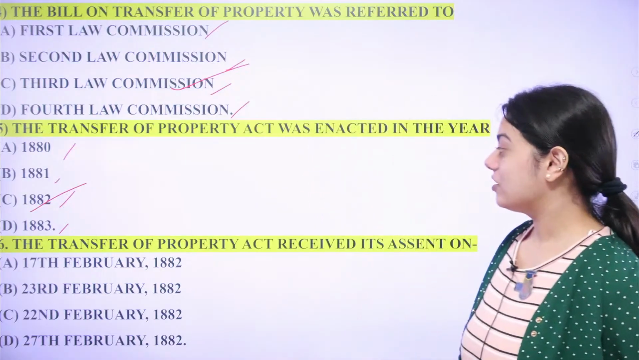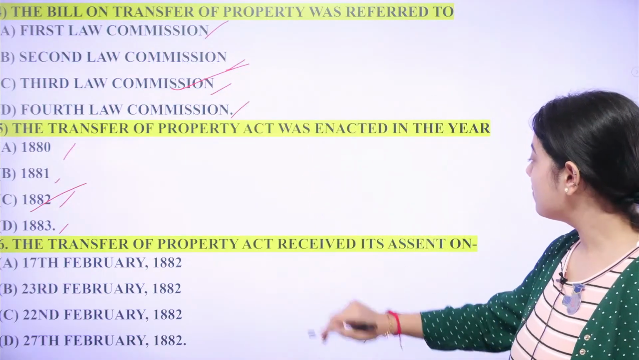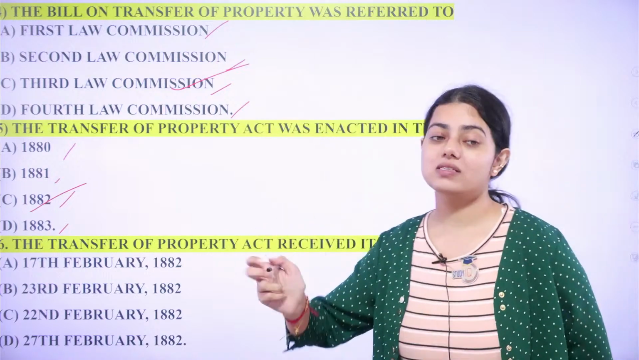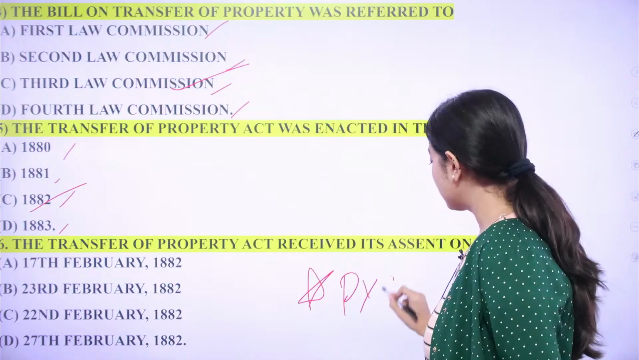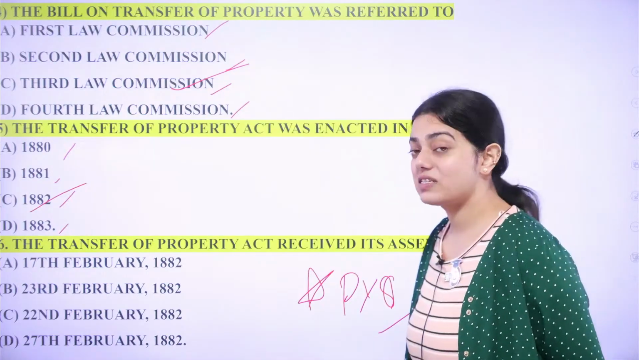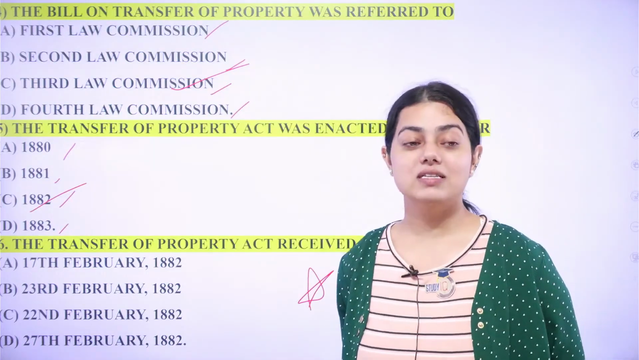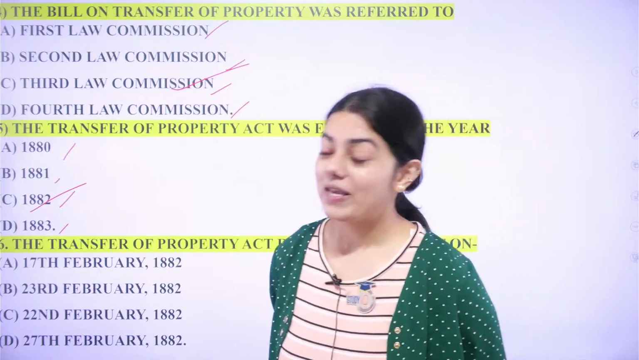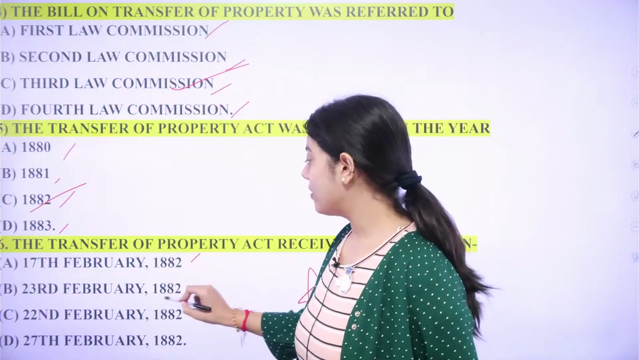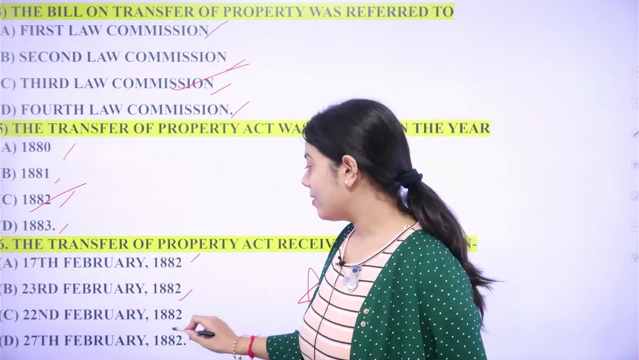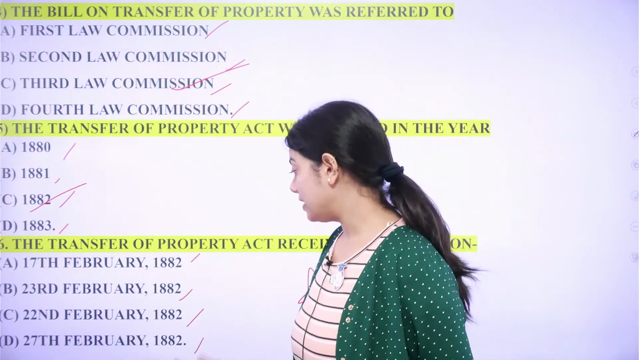Question number 6. The Transfer of Property Act received its assent on. When did this act receive its assent? Very, very important question. This is a PYQ asked in many state judicial services exams and also other entrance exams where your TPA is a part of the syllabus. 17 Feb 1882, 23rd Feb 1882, 22nd Feb 1882 or 27th Feb 1882.